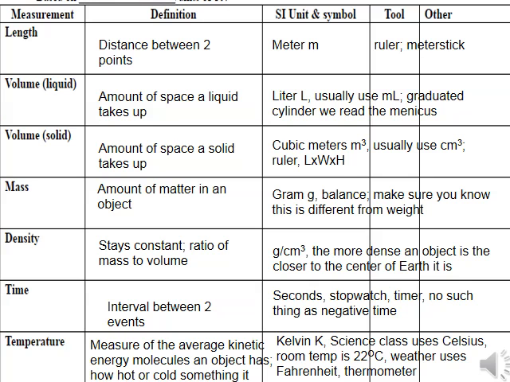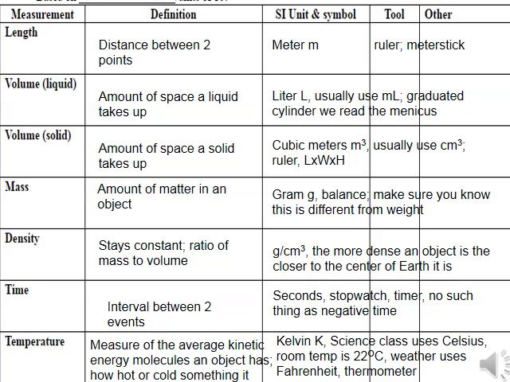So length is the distance between 2 points. We use a meter stick or a ruler, and the SI unit is the meter. Volume, we use a graduated cylinder and we read the meniscus. Volume is the amount of space a liquid takes up. We usually read in milliliters from the graduated cylinder, but the SI unit is the liter.